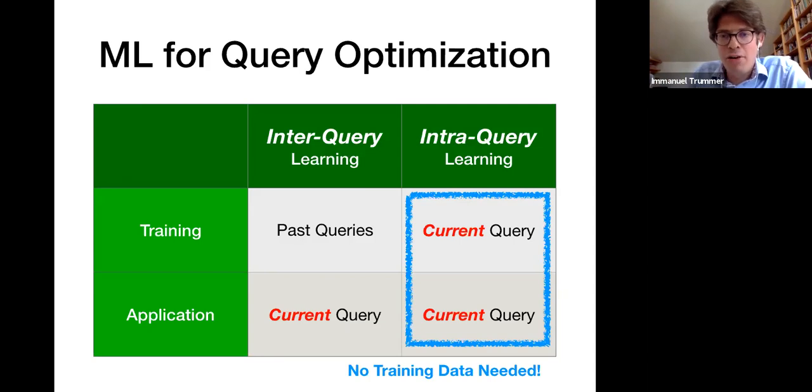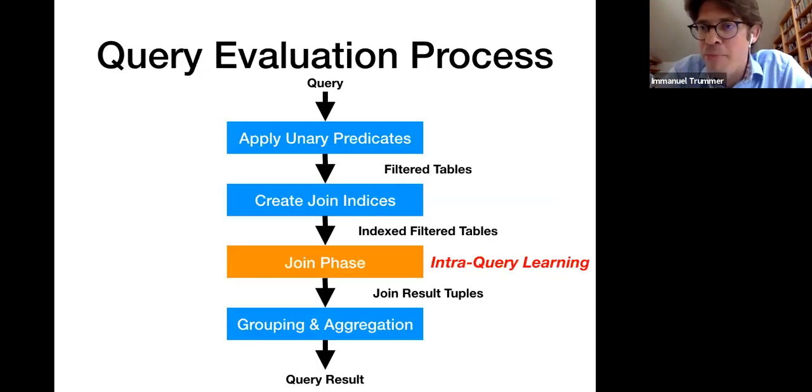Now, intra-query learning is used in one out of multiple query evaluation phases that we perform for each incoming query. In the first stage, we would, for instance, apply all unary predicates on single tables. Then we would create some auxiliary data structures that help us to speed up the following joins. Then we perform the join phase, which I'm gonna detail a bit in the following, where we use intra-query learning. And finally, we use grouping and aggregation.